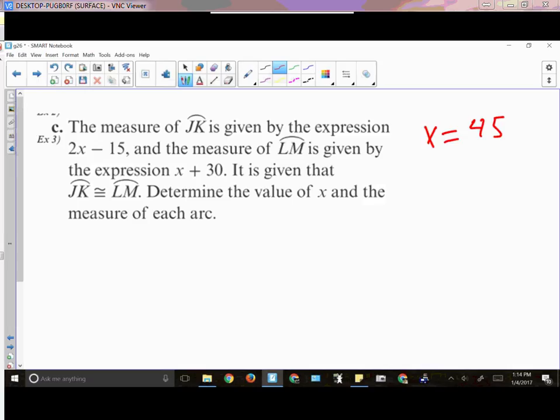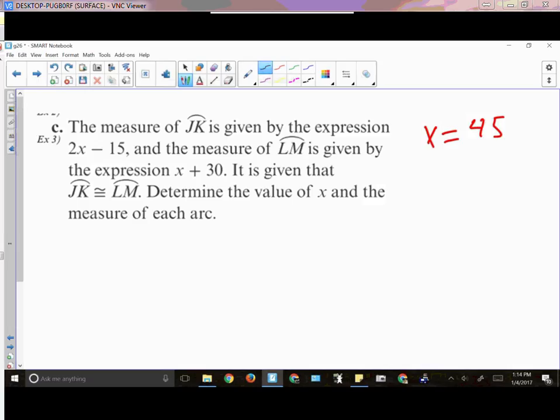Then, Logan, what'd you get for the measure of each arc? What'd you get for the measure of the arc? What did you get? What do you have written down? Nothing. Well, that's not cool.